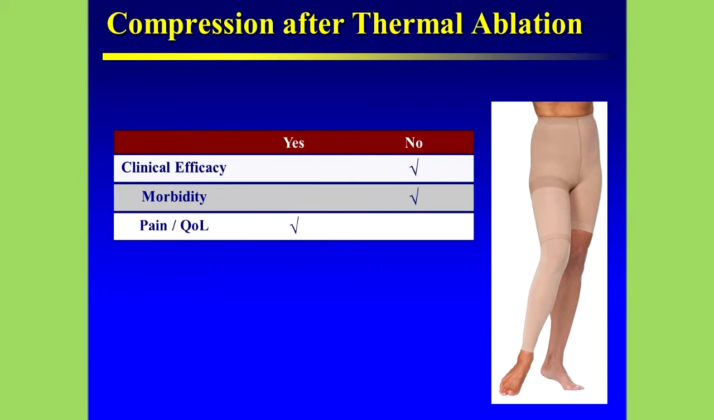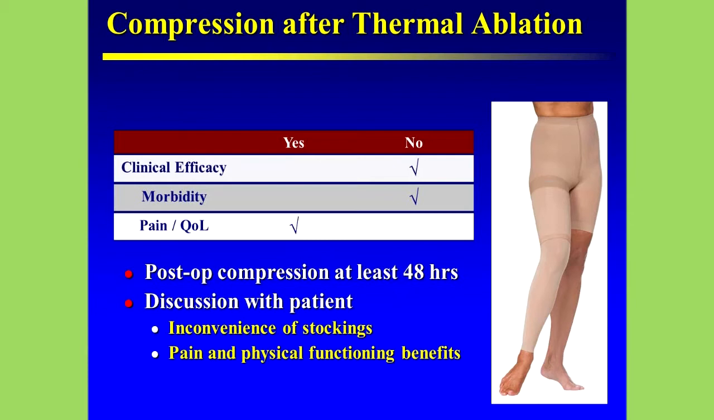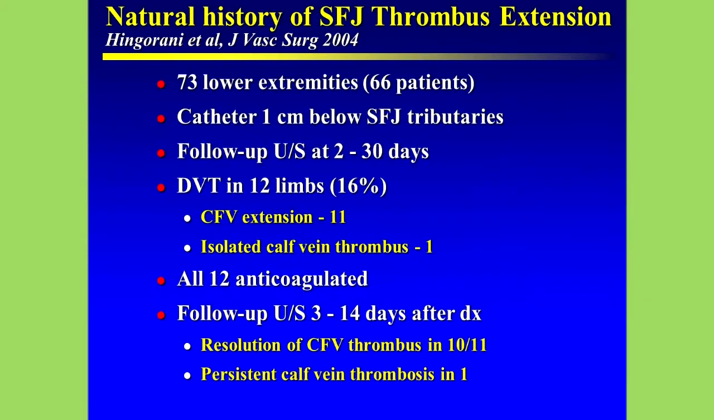So how do we rationally approach this in patients undergoing endovenous ablation? I personally think that, based on the data, we need to consider compression for at least 48 hours. And after that point, I think we should have an honest discussion with the patient, balancing the inconvenience of the stockings versus the likely benefits in pain and physical functioning if the patient continues to wear their stocking for about 7 days. So the take-home message is compression is probably not necessary for efficacy of the procedure, but if the patient can tolerate the stockings for 7 days, there likely are some benefits in pain, physical functioning, and our own data suggests return to more vigorous activities earlier if they wear good compression.